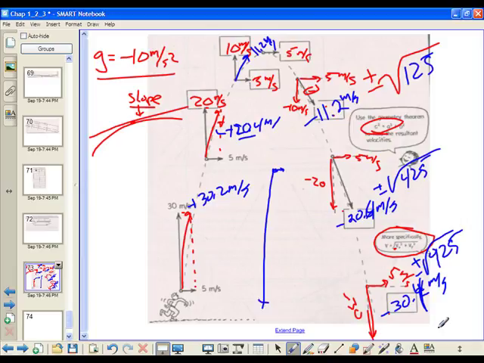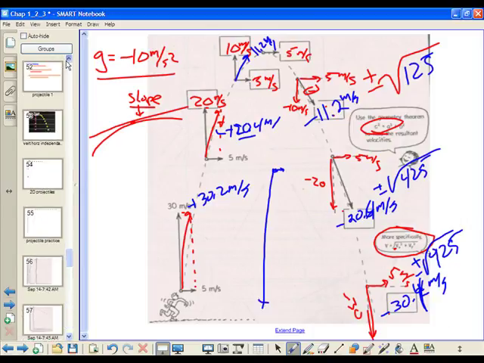Any questions on the concept builder? Remember, this is part of your notes. Anything that doesn't have a stamp is part of your notes. So let's go back up. We're going to finish up our notes here.